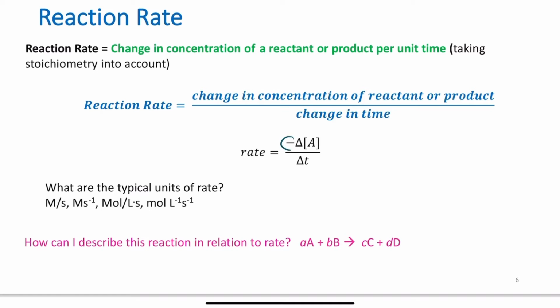Why do I have a negative sign here? Reactants are being consumed. This would be a reaction like A going to B. A is being consumed. It is a reactant. The concentration is decreasing. So I put a negative sign in front to represent that it is decreasing over time. With respect to B, the product, I would say rate is equal to the change in B over change in time, because B is a product and it's being produced.